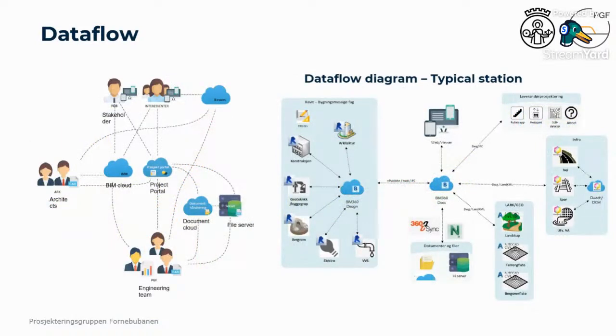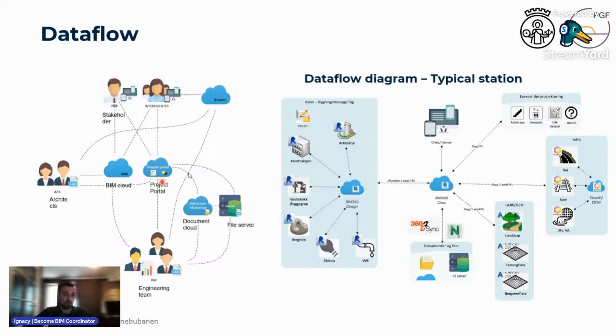And the main challenge with the software is to figure out how all these applications will work together in the most effective way. So here on the left, we have a data flow showing how architects, project owners, and the engineering team should communicate with each other. Obviously, there was a central BIM cloud, and there was also a need to have a project portal, where we stored documents, and a file server that is only reachable for the engineering team.